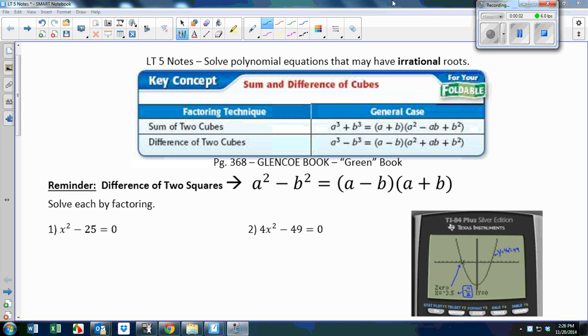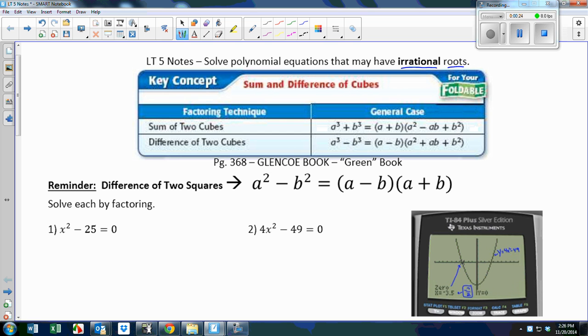All right, this is the video for Learning Target 5 notes. You'll notice that there's a lot of similarity between Learning Target 4 and 5. We're still factoring polynomials and solving them. It's just now that our polynomial equations could have irrational roots and even imaginary or complex roots. So it's going to involve some quadratic formula and square root property from old targets.